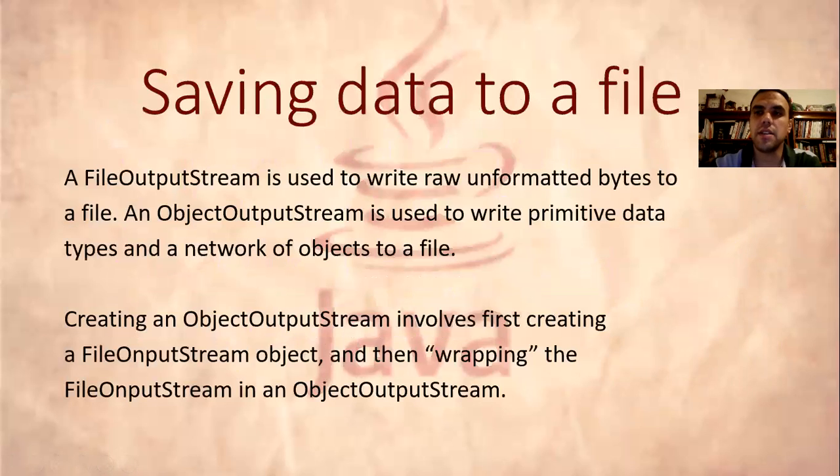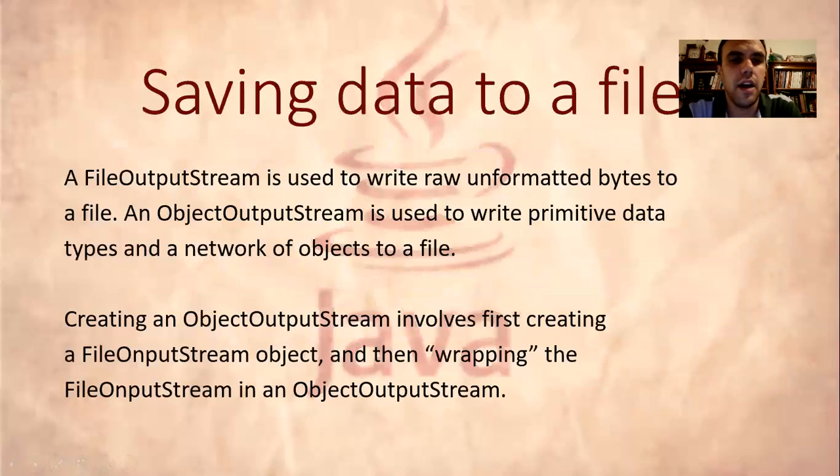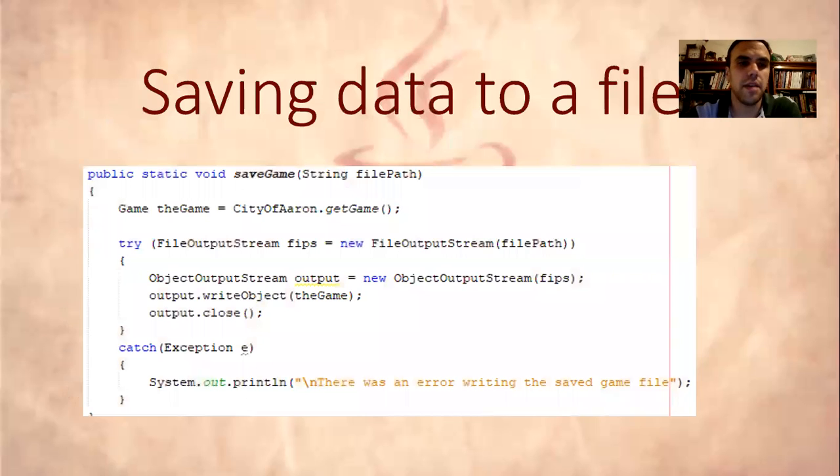Then we have saving data to a file. A file output stream is used to write raw unformatted bytes to a file, and an object output stream is used to write primitive data types and objects to a file. Creating an object output stream involves first creating a file output stream object and then wrapping the file output stream in an object output stream. And here we have an example.